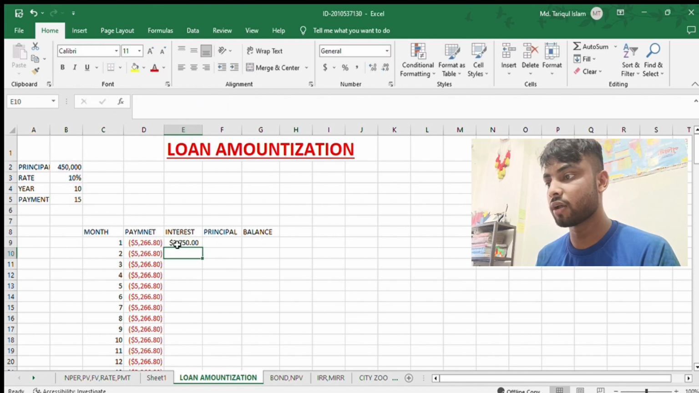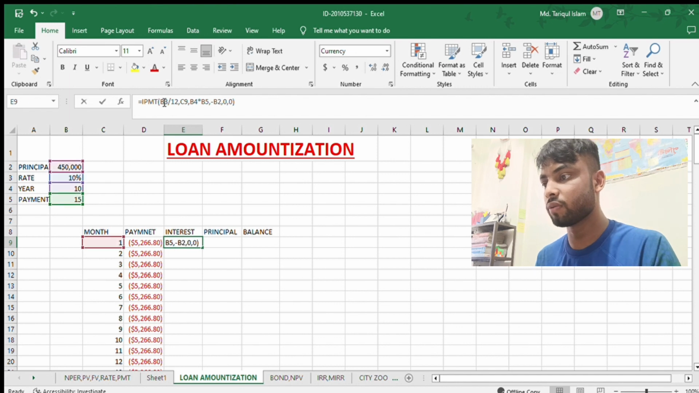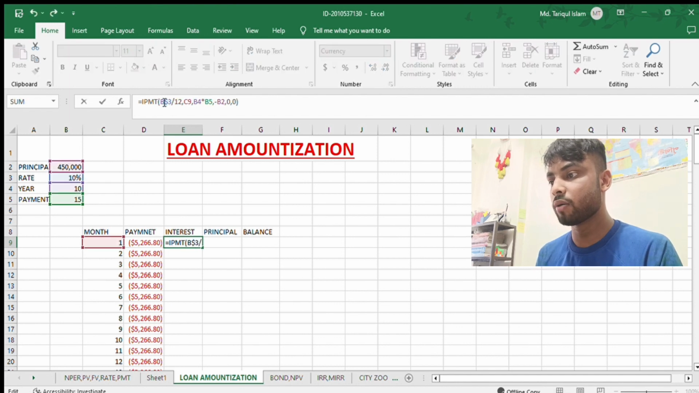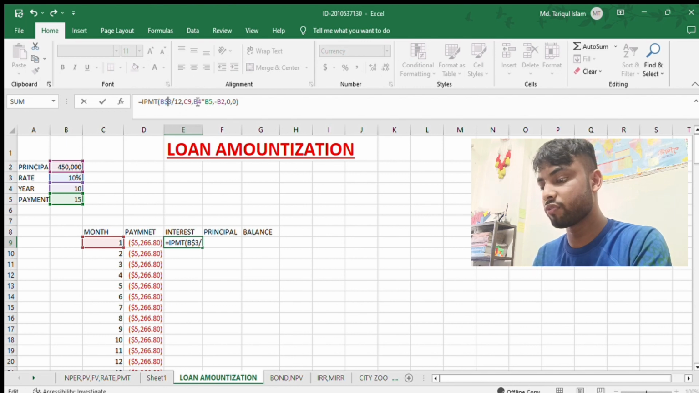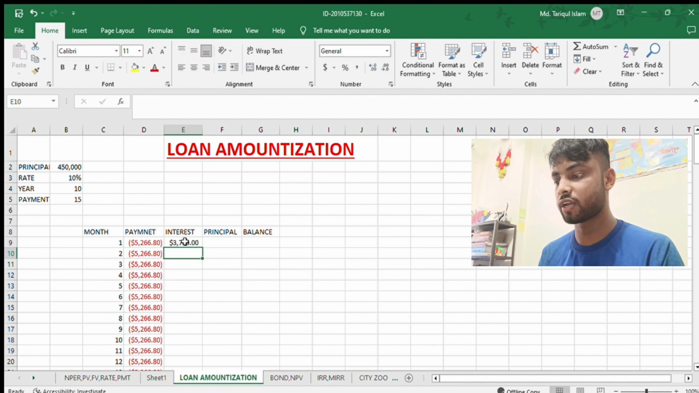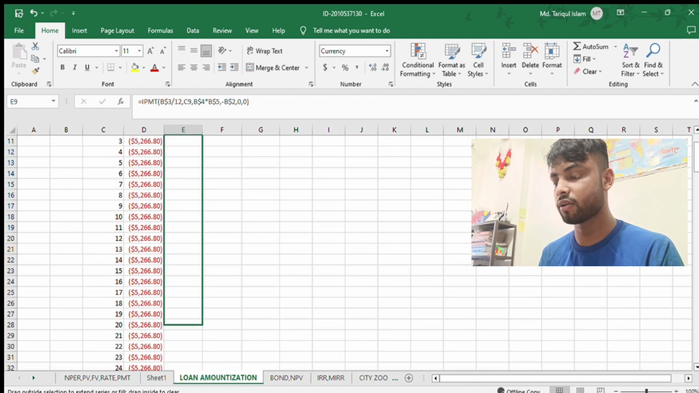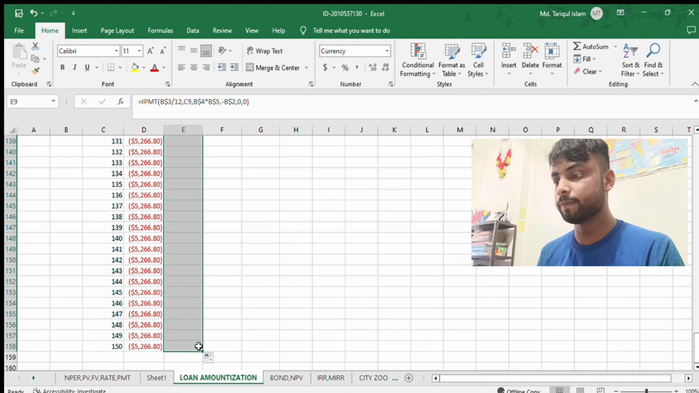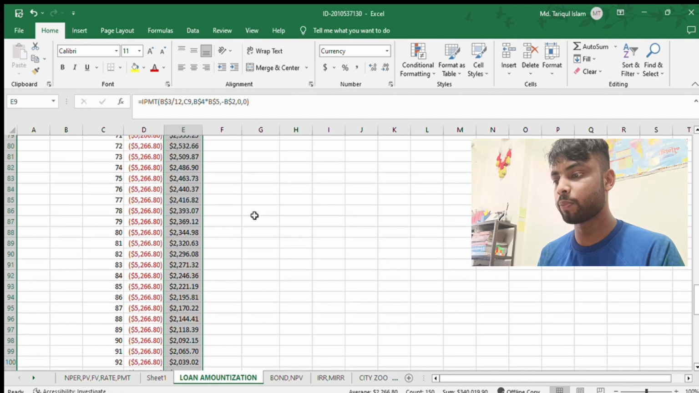Then I freeze the fixed variables. I ignore the per because it is always different. I only freeze the fixed variables, which are always the same. Then I select it and drag it about 150. Okay. Then I will calculate the principal.